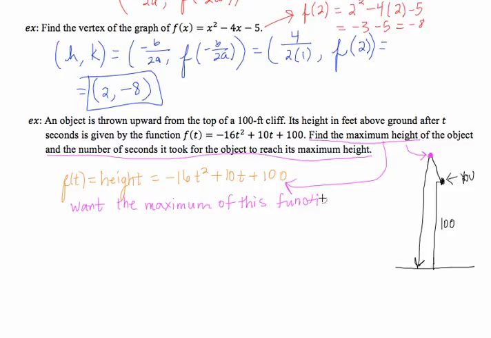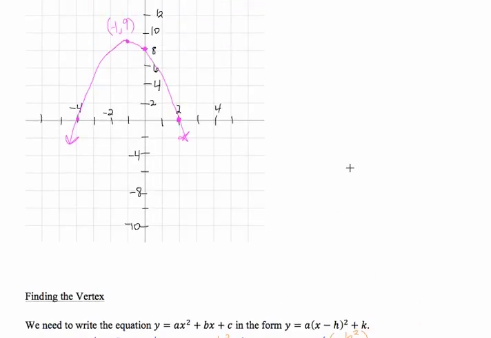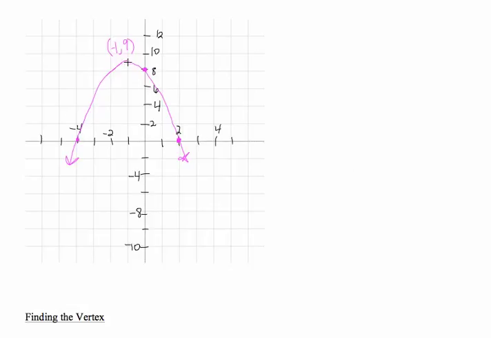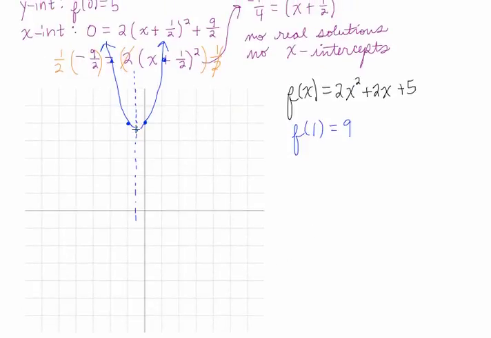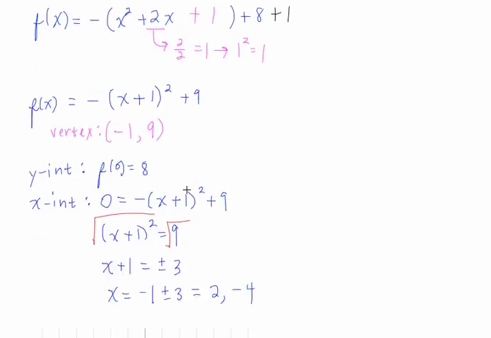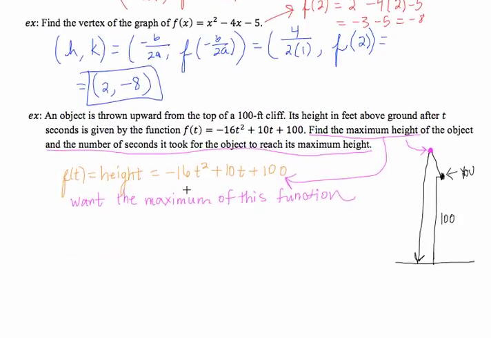Now you know from all these previous examples that we've done that the vertex either corresponds to the maximum, right? That's the single highest point on the parabola, or if it opens upward, then the vertex corresponds to the minimum. Okay? The vertex always corresponds to either the max or the min of a quadratic function.